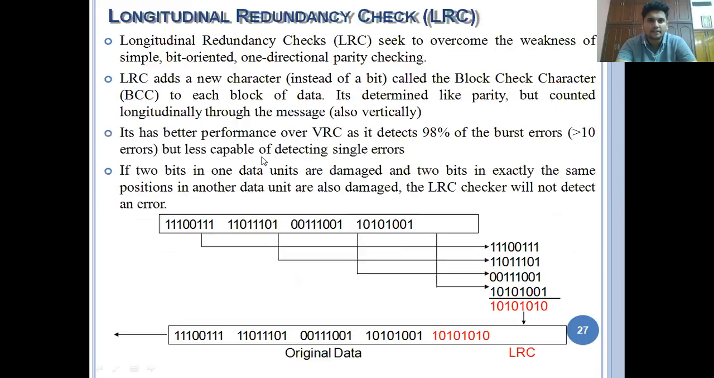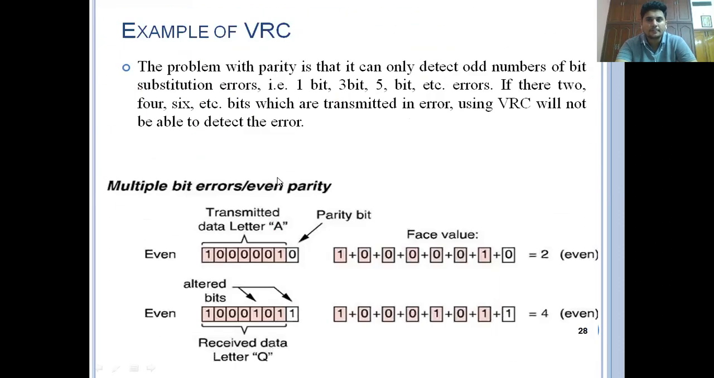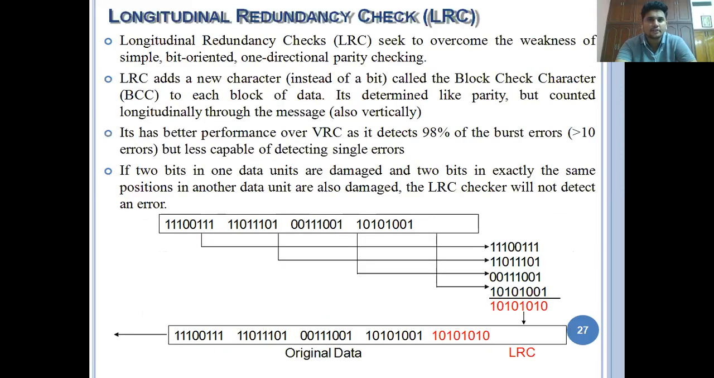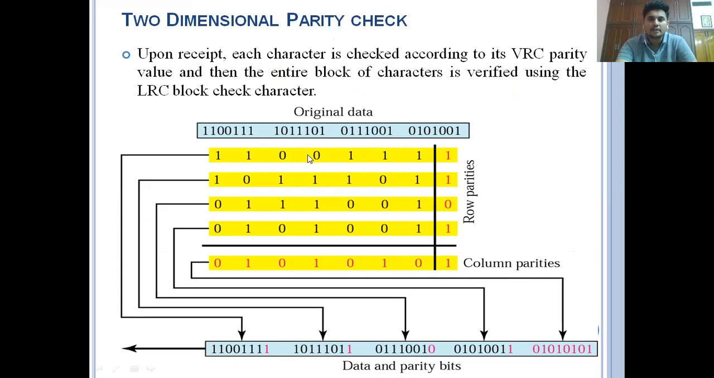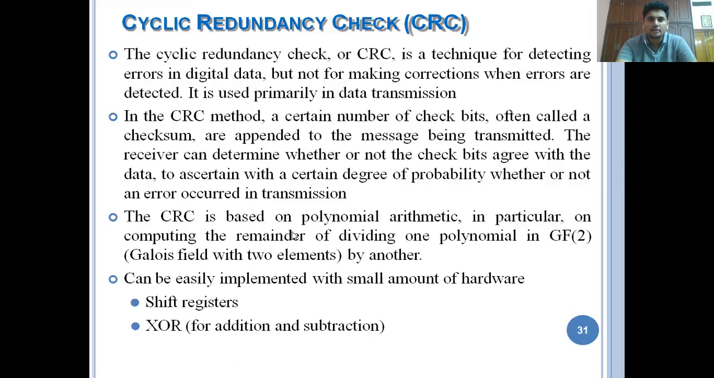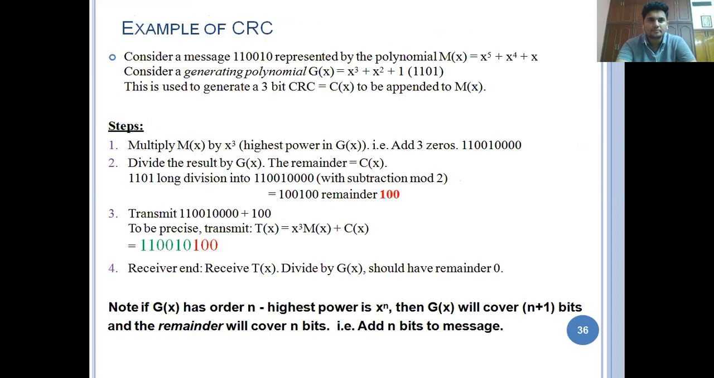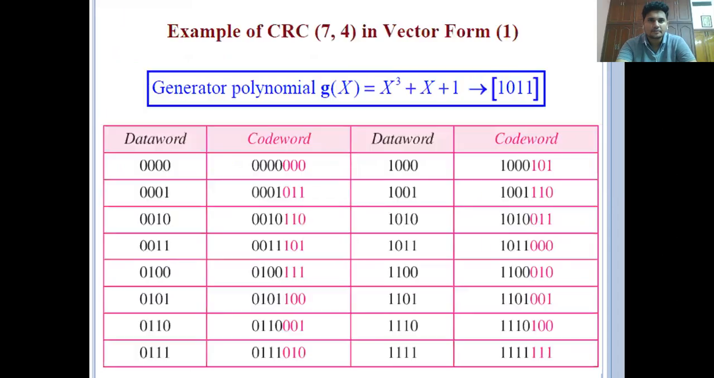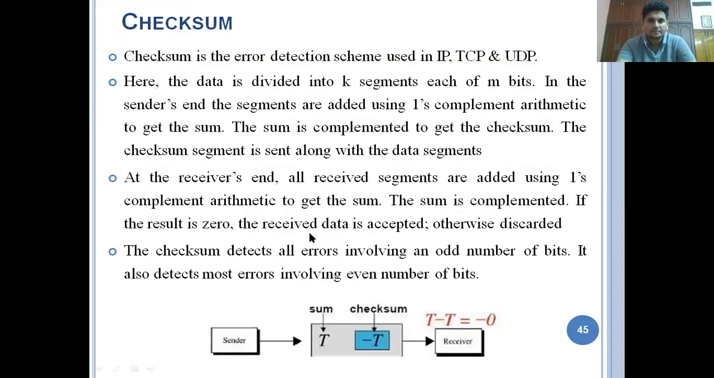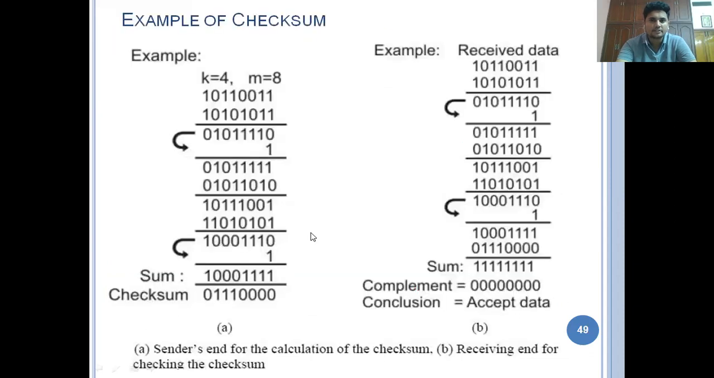That was an example of vertical redundancy check and longitudinal redundancy check. The main disadvantage of vertical redundancy check is that it only checks odd numbers. To overcome that, in the longitudinal redundancy check we check both odd numbers and even numbers. And one more is the cyclic redundancy check, the best one among the error detection techniques, and the next one is the checksum. In the past video we covered these topics.